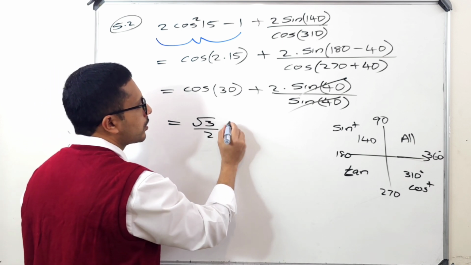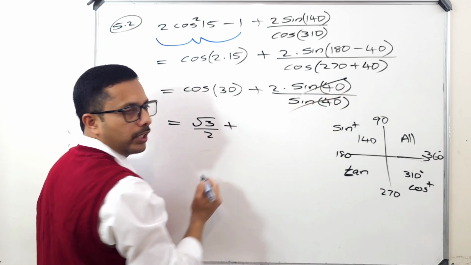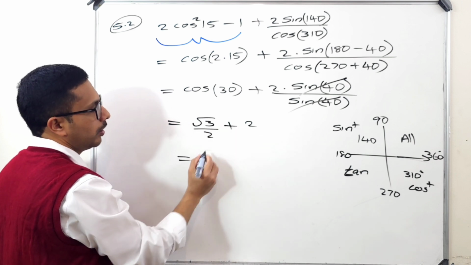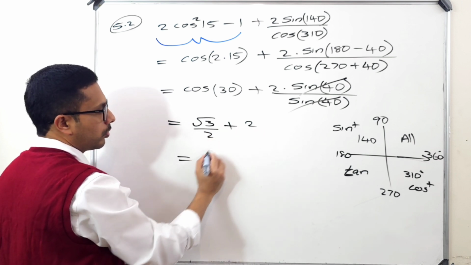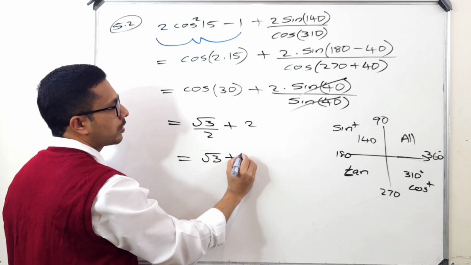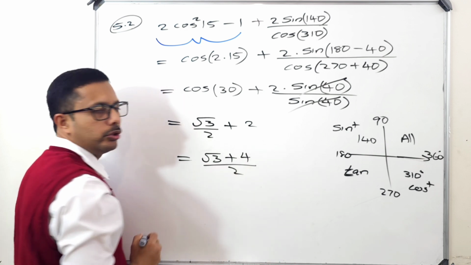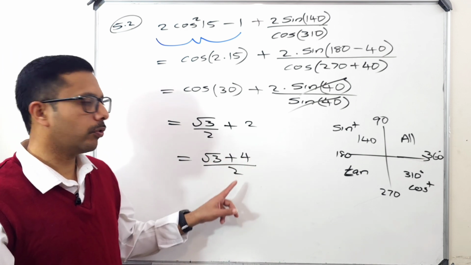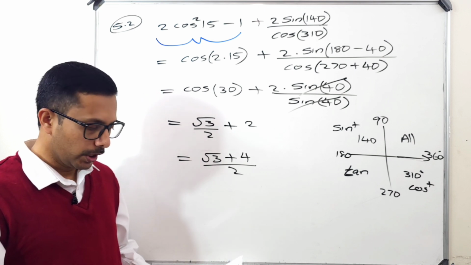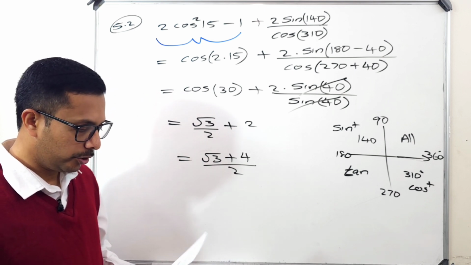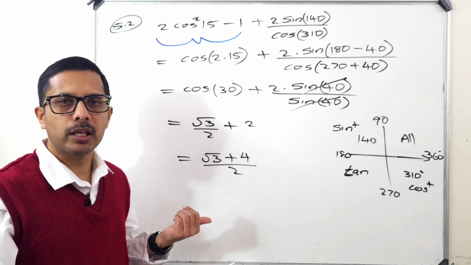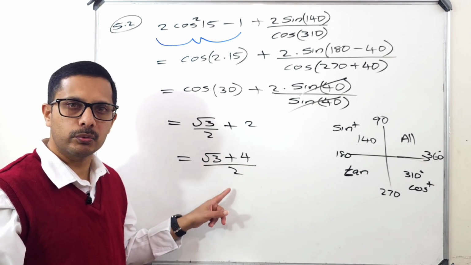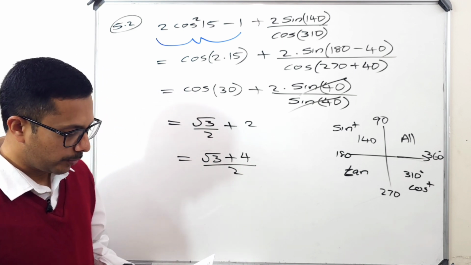Plus, sine 40 we cancel. What is remaining? It is 2. So take the LCM. This 2 into 2, 4. So it is square root of 3 plus 4 divided by 2. So what is our final answer? Square root of 3 plus 4 divided by 2. That is question number 5.2. The question is to find the numerical value without using a calculator. So here you can see that is the numerical value.